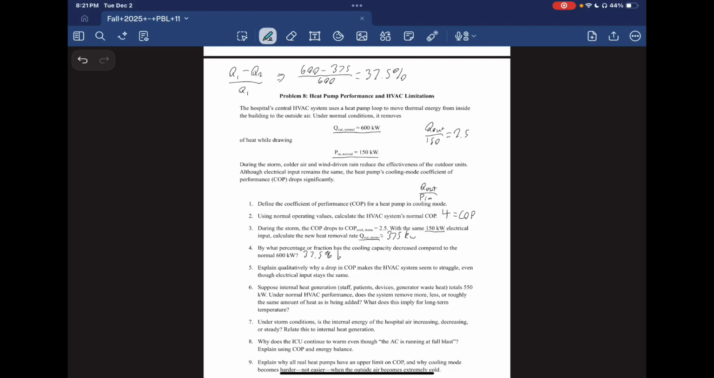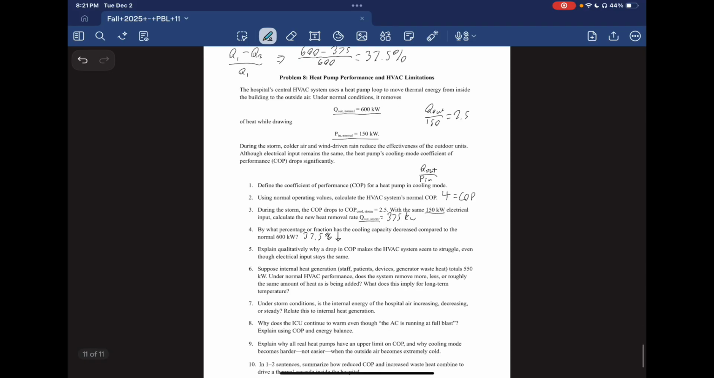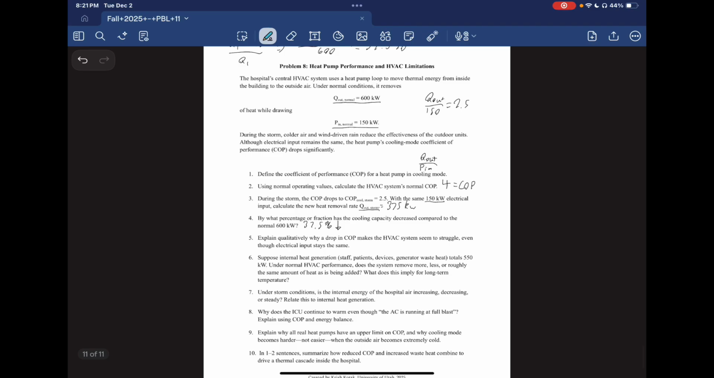I'll write it here, 37.5% decrease, so down. And then why does a drop in the coefficient of performance make the HVAC system seem to struggle, even though electrical input stayed the same? Well, you can see that with our coefficient only being 2.5, the amount of energy coming out of the system is lower now.